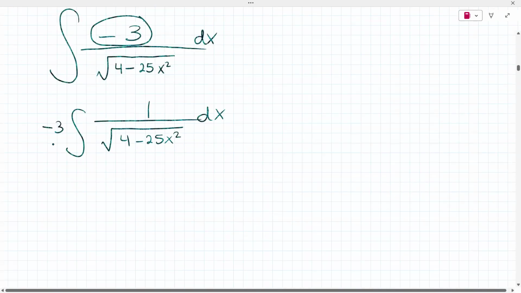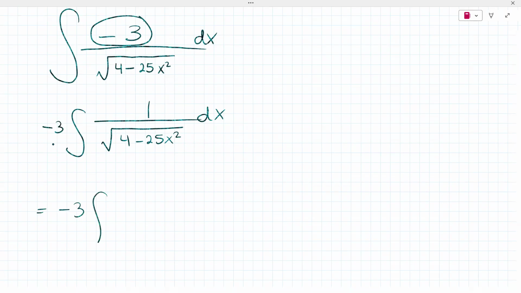So this is going to be -3 times the integral of 1 over the square root. What number squared gives you 4? That will be 2. Minus, what number squared gives you 25? That would be 5.